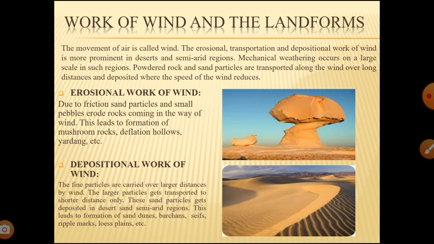Now depositional work of wind. The fine particles are carried over large distances by wind. The larger particles get transported to shorter distances only. These sand particles get deposited in deserts and semi-arid regions, and this leads to formation of sand dunes, barchans, etc.